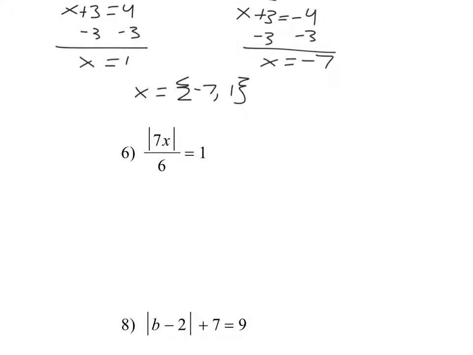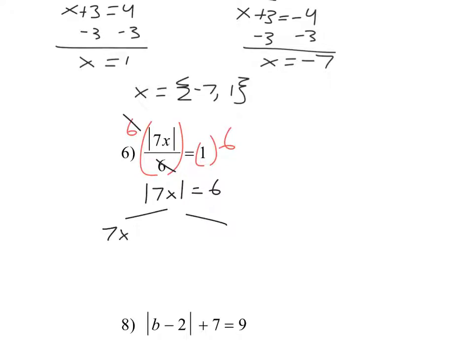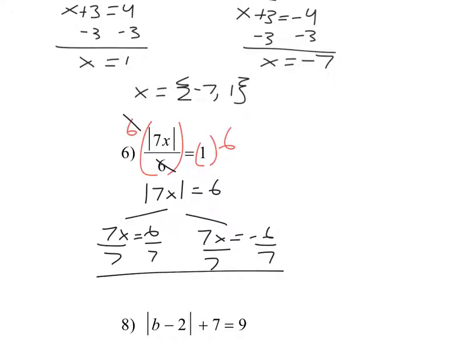Same with number 6. Number 6, you'd have to get rid of the 6 first by multiplying by 6 before you go ahead and split it up. And that'll give you the absolute value of 7x, because these would cancel, equals 6. Now we could go ahead and split it up. It would be 7x equals 6, and 7x equals -6. You have to divide both sides by 7 of both equations, and your two solutions would be x equals 6/7 and x equals -6/7. And that's it.